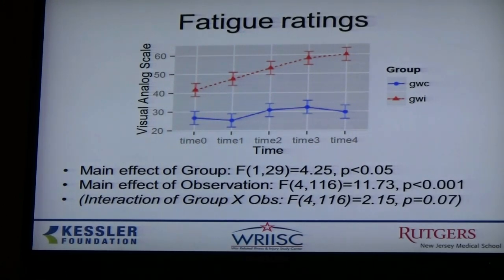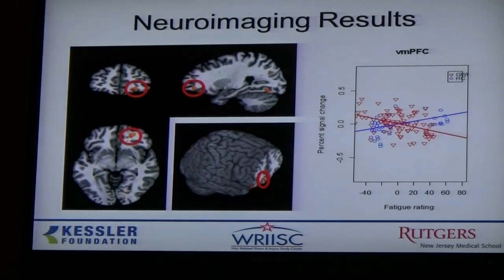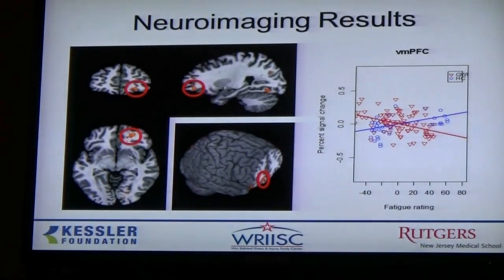There was almost an interaction of group and observation, which I'm thinking will probably come up out of the noise, because it really looks like it ought to be there in my graph. So I think it will come up out of the noise as we get more subjects. Okay. And in terms of neuroimaging findings, we found fatigue-related activation in 4 areas.